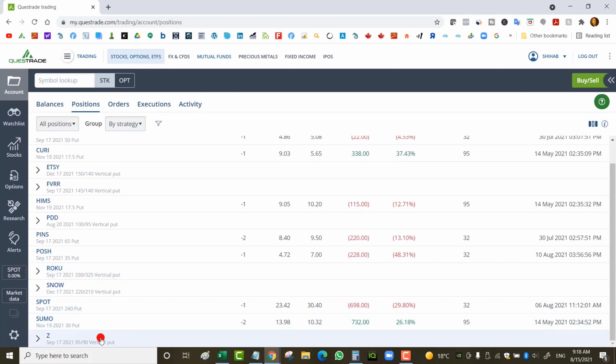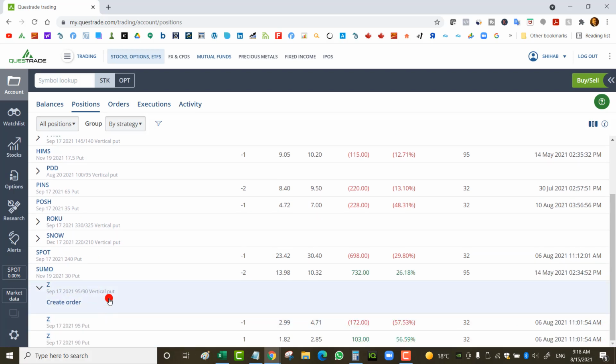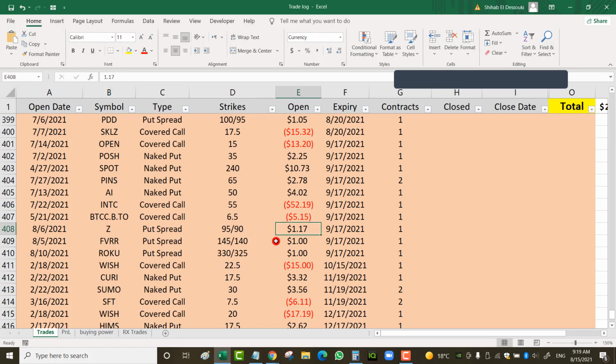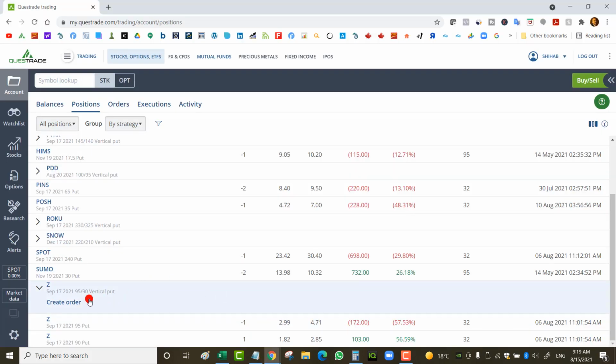And then finally, I've got a put spread on Zillow here. I opened it as a put spread just to start, but I could eventually convert it into a naked put if I have to. I think I opened it for $1.18. Here I have it at $1.17, but I think the spread is worth like $1.50 right now because Zillow has dropped to 97. But it's a put spread. I've got no problem. I'm gonna hold on to it till September 17. I have confidence that it's gonna be above 95, but if it's not, I'm just gonna roll it as a naked put. So I'm not concerned about that one.